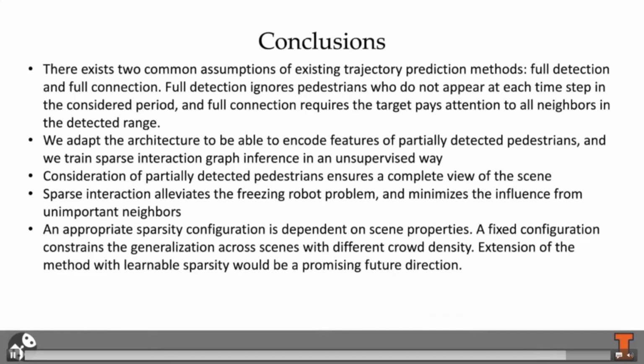Considering partially detected pedestrians ensures a complete view of the scene. And sparse interaction alleviates the freezing robot problem and minimizes influence from unimportant neighbors. An appropriate sparse configuration is dependent on scene properties. A fixed configuration constrains the generalization across scenes with different crowd density.